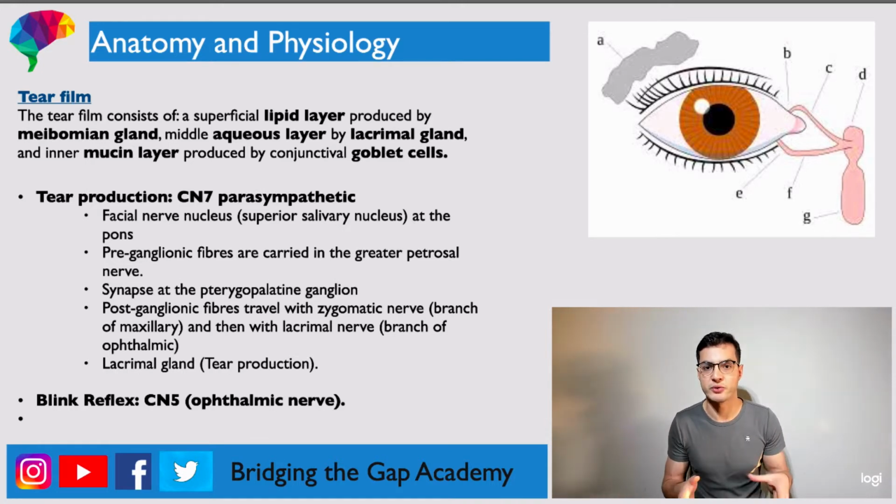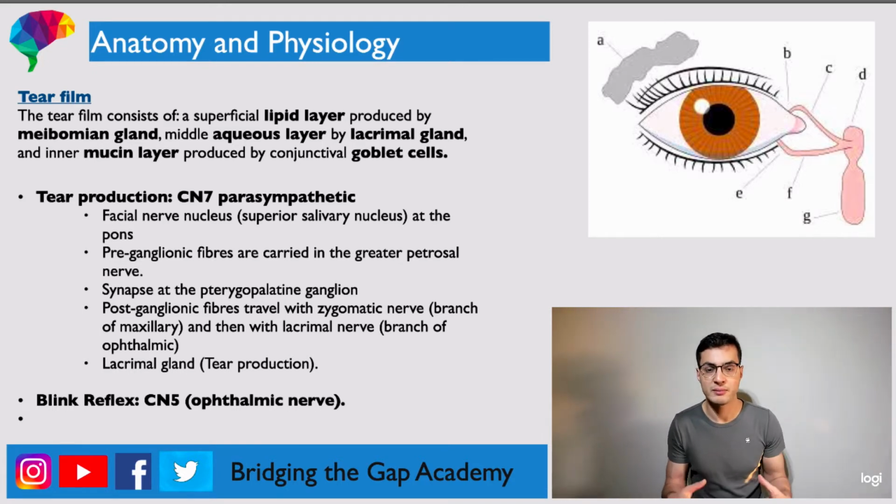Now, how are tears produced? If you're a medical student, you probably don't need to dive into all the knowledge that I've written right here. But if you're interested, or you're sitting the Duke Elder exam, or you want to be an ophthalmologist, then it might be important to listen. Tears are produced through a parasympathetic drive from our facial nerve. Now, that's probably all you need to know as a medical student.